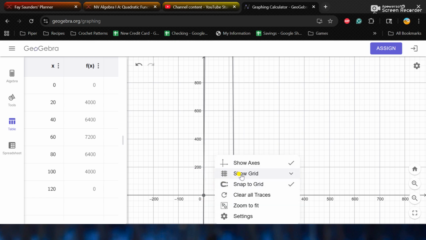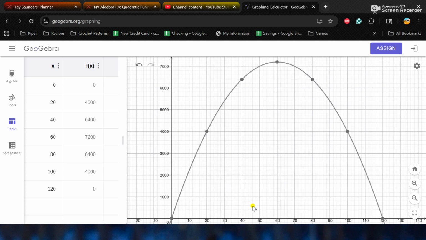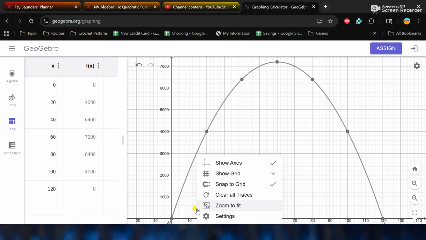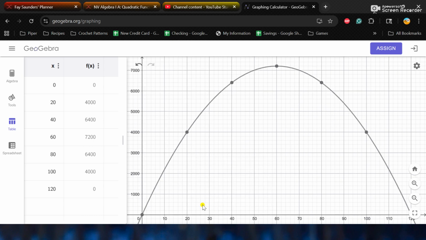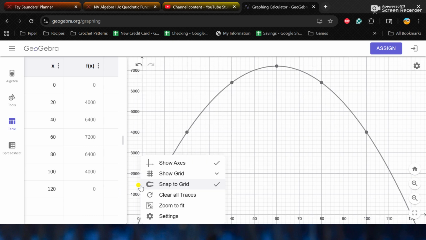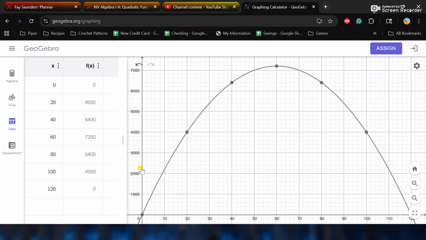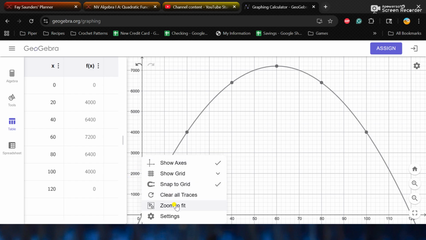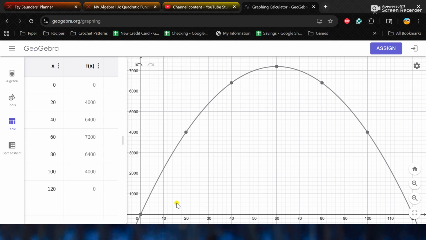Let me see if I can zoom to fit again and if it'll fix it. It's a little bit better. That's doing every 1,000. It wants us to do every 500. Is it the axis I'm clicking on that's messing it up? Zoom to fit? I don't know. Anyway, that's a little bit more reasonable. I'm learning GeoGebra with you as we go.